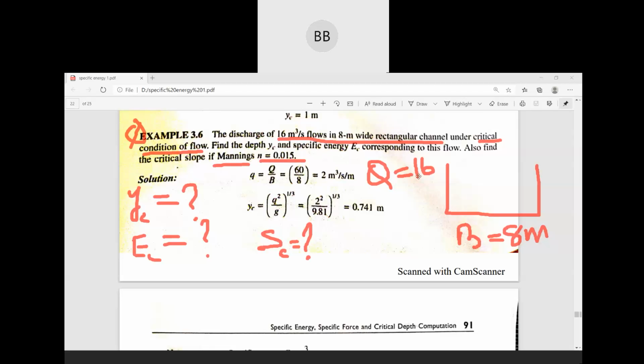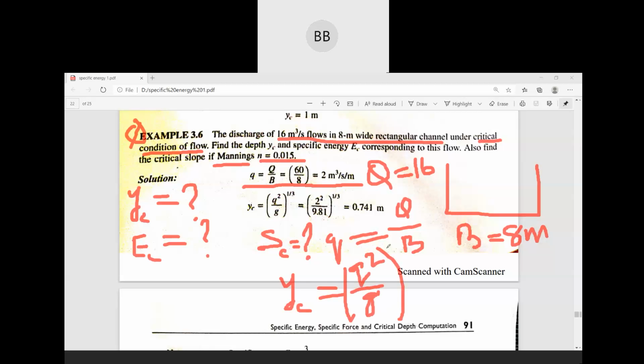So discharge is given, width of the channel is also given. So you can directly find out the small q, that is Q by B. And then you use that Yc expression for rectangular channel: q square divided by g, to the power 1 by 3. And up to Yc value, you will be getting around 0.741 meter. Then after that, you find out the corresponding specific energy for that particular depth.